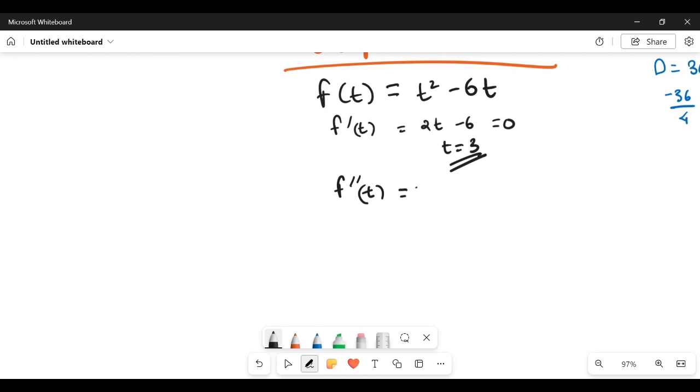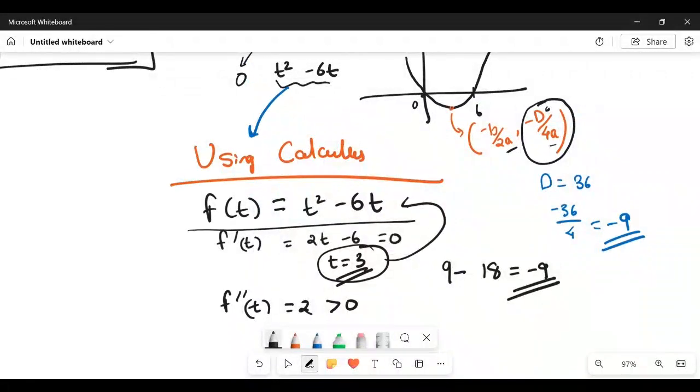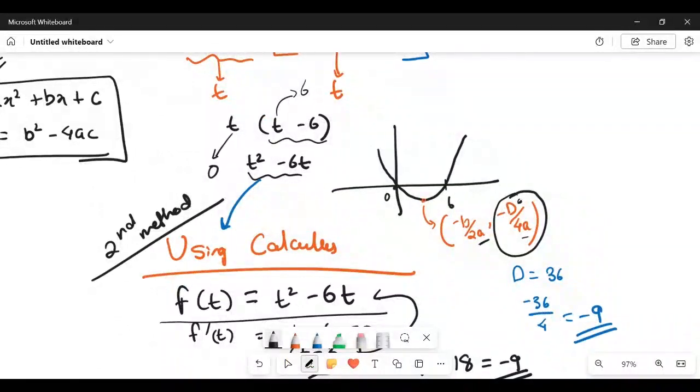That gives us 2, that is greater than 0. Since it is greater than 0, then of course the point at which f dash t is equal to 0, that is this point, that would be minima for f of t, right? So we will simply put this value t is equal to 3 here. What does that give us? 9 minus 18, that is minus 9 again. So by calculus also we are getting the same value. You can call this the second method to find the minimum of the given expression, and the first method was simply using the graph.